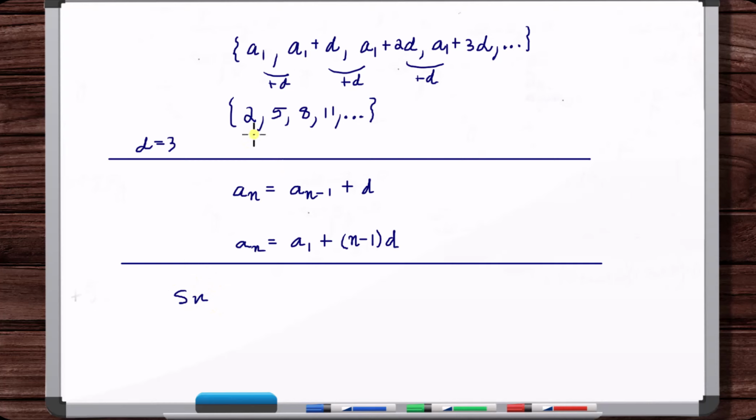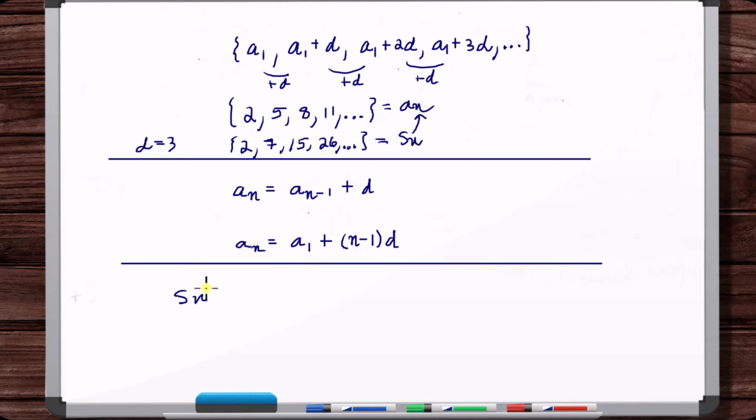So just a reminder, s sub n is the sum. S sub 1, the sum of just the first term, is 2. S sub 2, the sum of the first two terms, is 7. S sub 3, 8 plus 5 is 13 plus 2 is 15. S sub 4, 15 plus 11 is 26. Right? This is a new sequence that's called s sub n. This is a sub n, and this s sub n is connected to this a sub n.